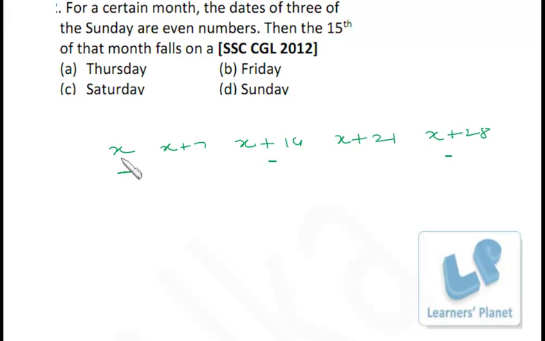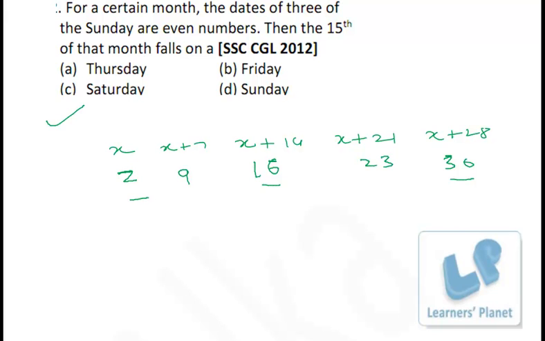If it is even, suppose I take X as 2, so this is 2, 9, 16, 23 and 30. Okay, so 2, 16 and 30, right? So these 3 are even dates and these are Sundays, right? That means on the 16th it is Sunday, then the 15th of that month falls on a Saturday, right? Pretty simple.